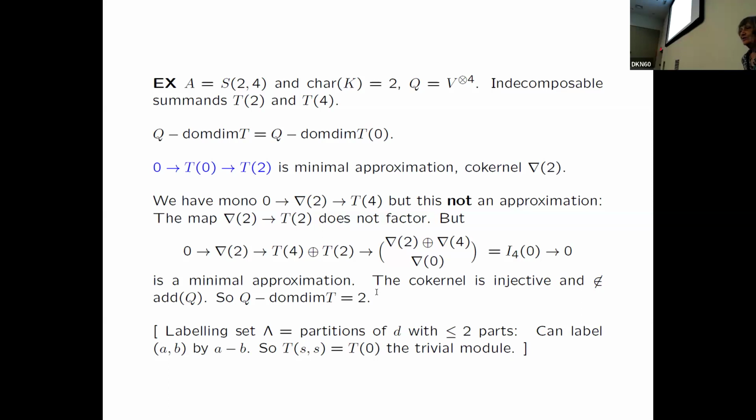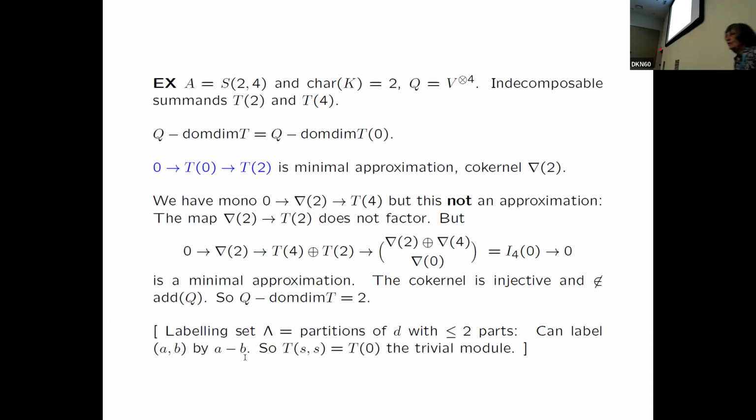Right, so you take the Schur algebra S(2,4) in characteristic 2, and the module is just the tensor power V tensor 4, and V is the two-dimensional module. So it's not difficult to see that the indecomposable direct summands of that are T(2) and T(4). Incidentally, my labeling is, I said that at the bottom here, so you can always replace partitions by the difference because you basically can work with SO(2), it makes sense.